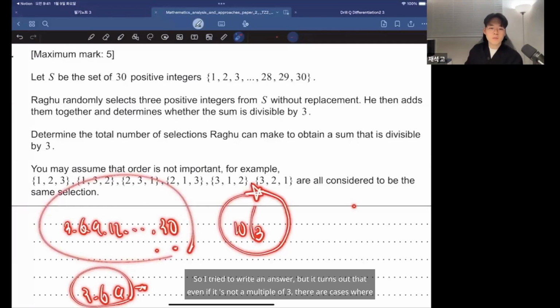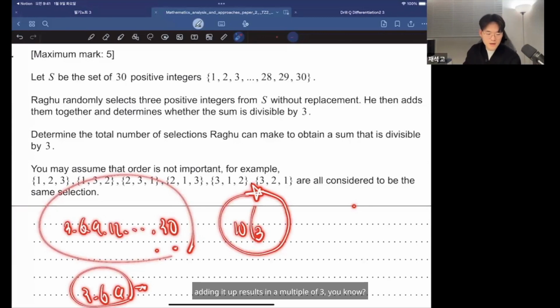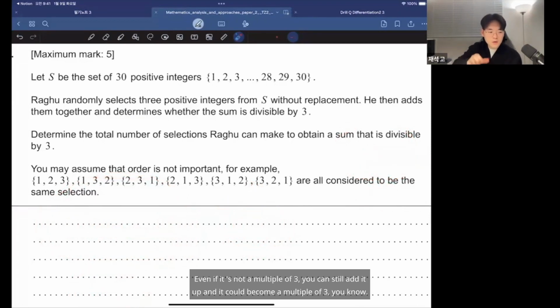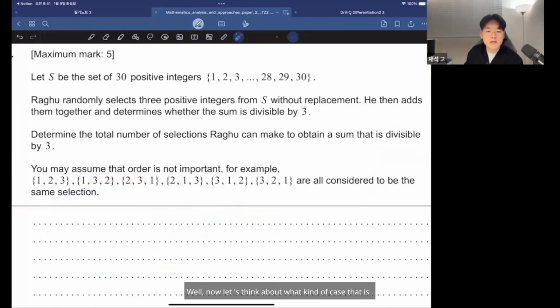out that even if it's not a multiple of 3, there are cases where adding it up results in a multiple of 3. For example, the 1, 2, 3 we did at the beginning isn't just adding multiples of 3, but the sum turned out to be a multiple of 3. You can at least think about that. Even if it's not a multiple of 3, you can still add it up and it could become a multiple of 3. Well, now let's think about what kind of case that is.